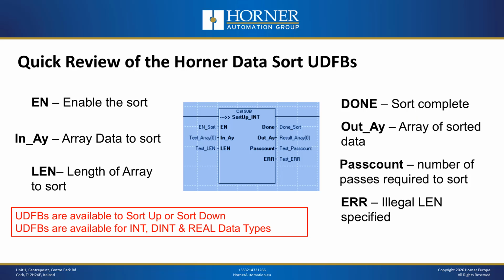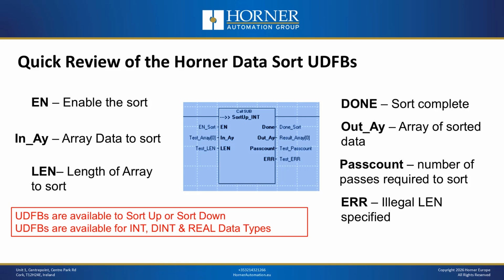We are going to quickly look at the Horner data sort user-defined function block. Both a sort up and sort down user-defined function block are available. In this example, we are looking at a sort up integer user-defined function block. On the input side, we have 3 inputs, and on the output side, we have 4 outputs. We have EN for enabling the sort, IN ARRAY, or input array, for inputting the array data to sort, and LENGTH for the length of the array to sort.